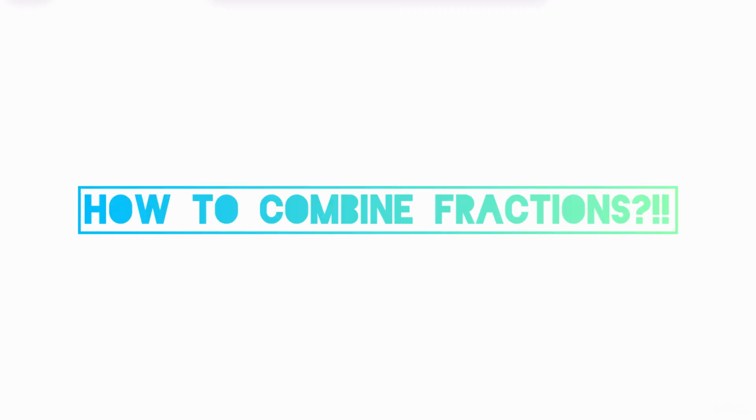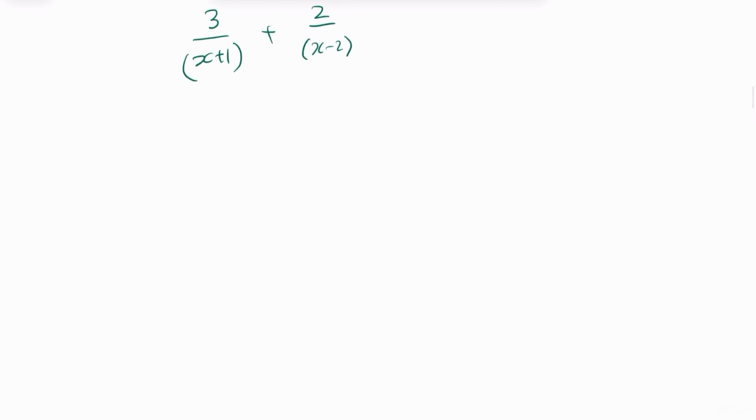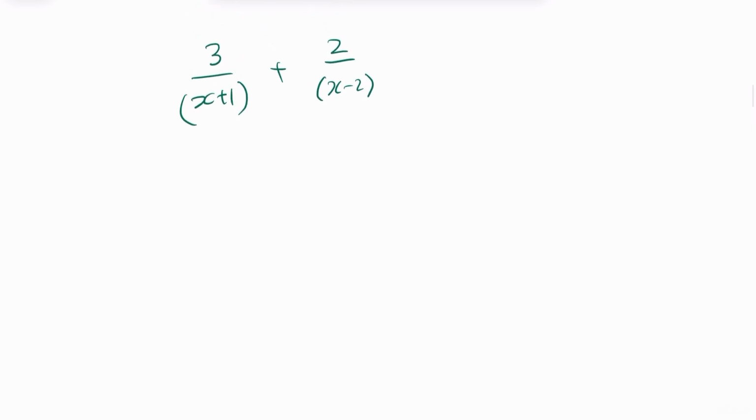But before we start to talk about partial fractions, I want to show you first how to combine fractions by adding or subtracting, then how to get the common denominator to find the rational fraction. For example, if you have 3 over x plus 1 plus 2 over x minus 2, we need to find the lowest common denominator.